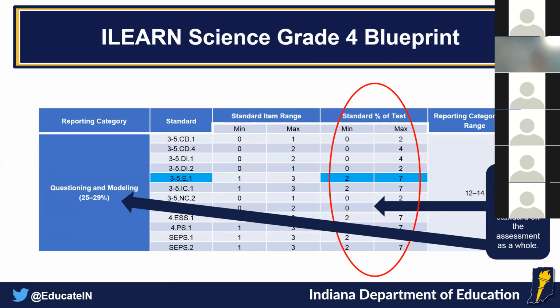We also give the percentage on the full assessment that that item may appear. So again, our 3.5E1 item is between 2 and 7% of the assessment as a whole. That 3.5DI2 would be 0 to 2% of the assessment as a whole. We also give the weight that the educators gave to that reporting category. So questioning and modeling in grade 4 could be between 25 and 29% of the assessment as a whole.